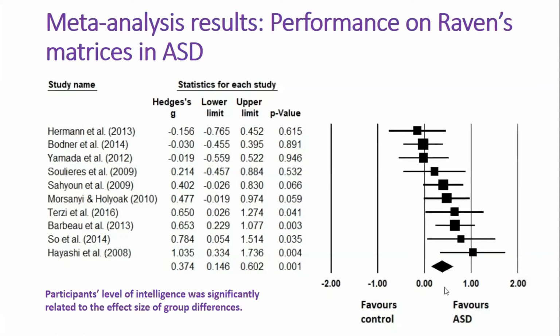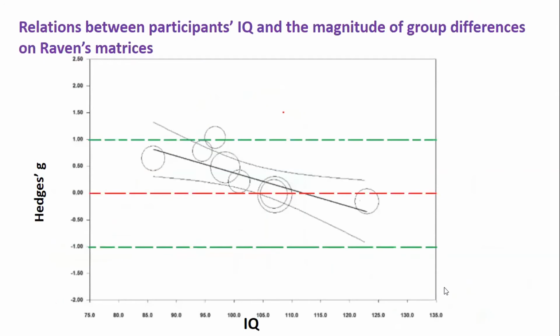And also, what we found in this second or separate meta-analysis, including just Raven's matrices results, was that this was moderated by participants' level of intelligence. So this plot here presents the results of this additional meta regression. So again, I explain how you should interpret this result. So you can see this is 0 effect size.